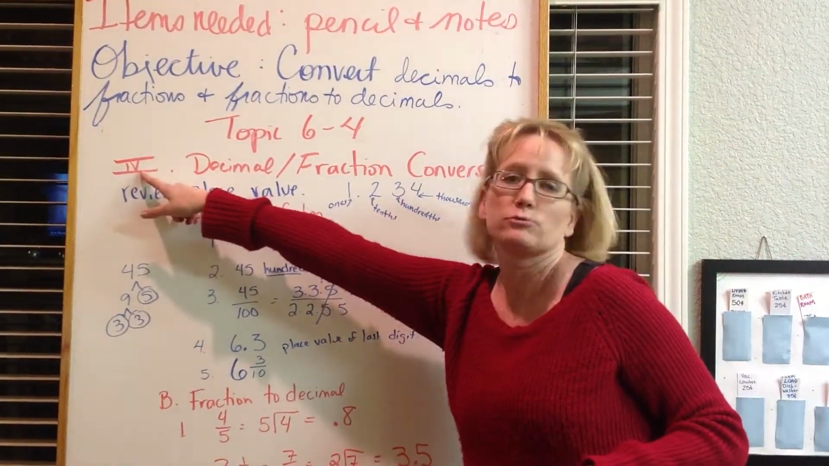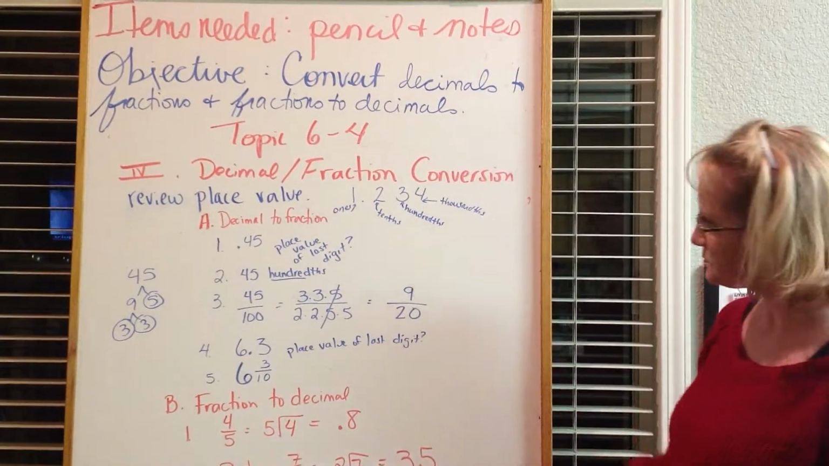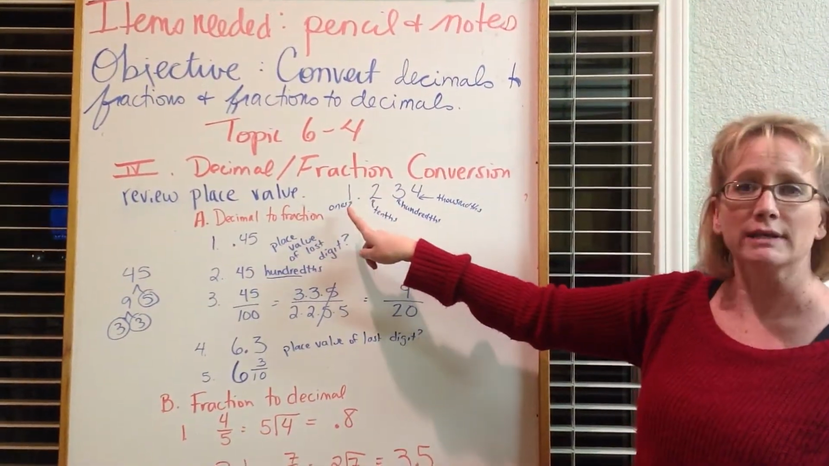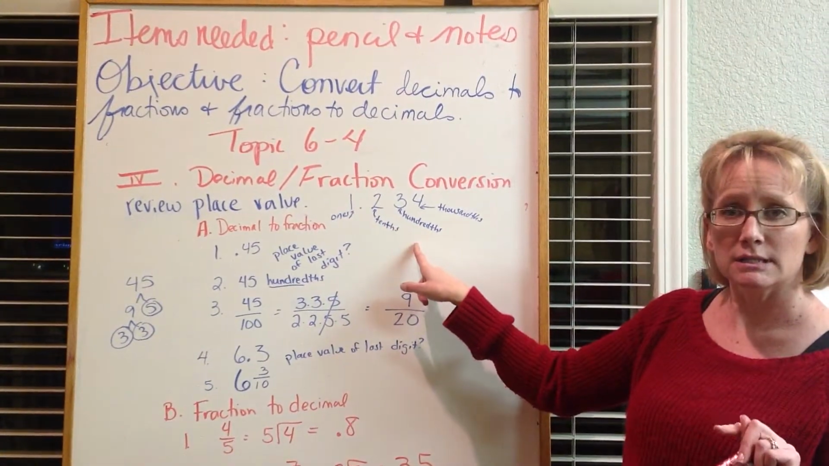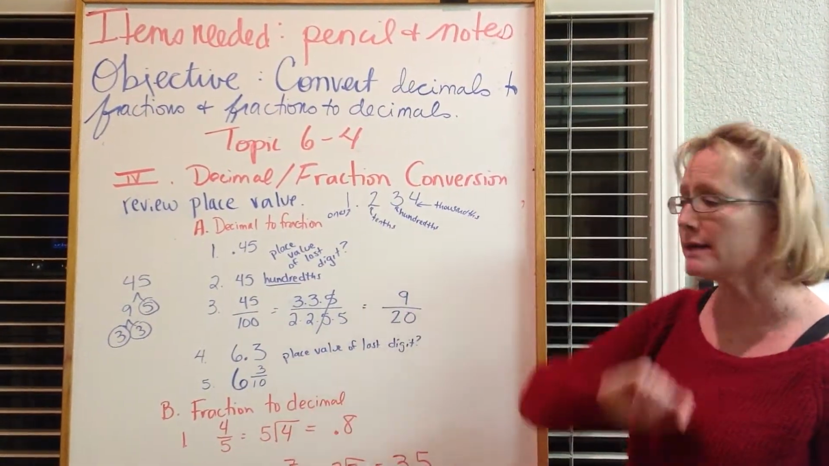Topic 6.4 is Roman numeral 4, decimals and fractions. So one place before the decimal is the ones place, and after that we have the tenths, hundredths, and thousandths. Just keep that in mind.